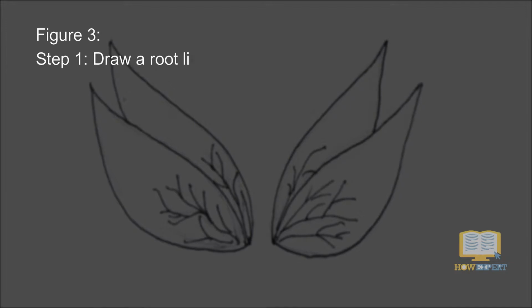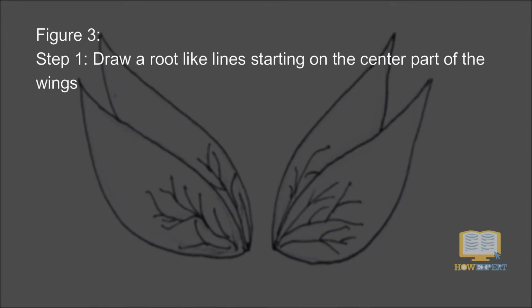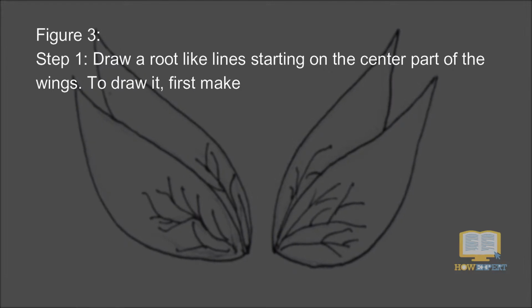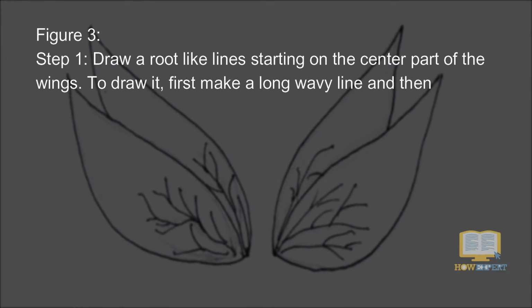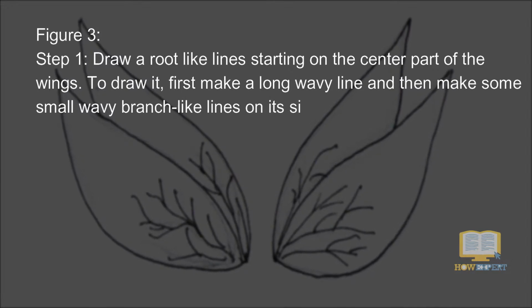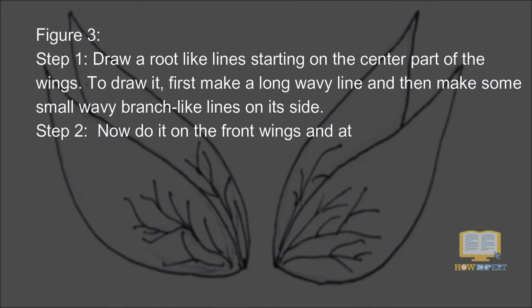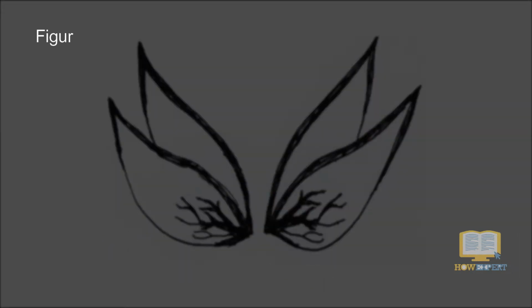Figure 3. Step 1. Draw a root-like line starting on the center part of the wings. To draw it, first make a long wavy line and then make some small wavy branch-like lines on its side. Step 2. Now do it on the front wings and at the back wings. Figure 4. Step 1.